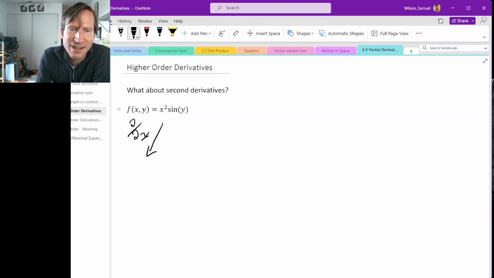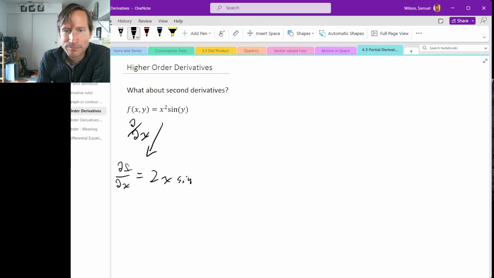Notice that I'm using this symbol, partial x is how this is pronounced. This is like a verb or a command. It says we are taking a derivative with respect to x, and the thing we are taking the derivative of is this function f. So what we're about to write down is partial f partial x. We took one derivative with respect to x, treating y like a constant, so that's going to be 2x times sine y.